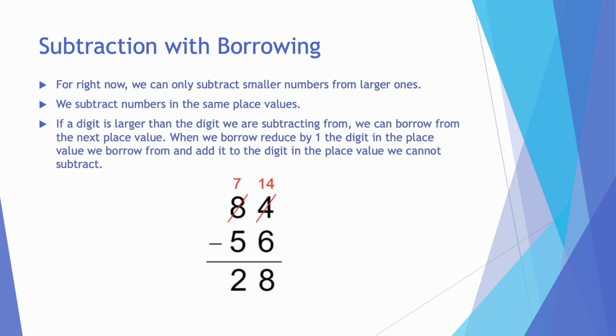So here's an example where we're subtracting 84 minus 56. I can't subtract 6 from 4, so I borrow from the 8. In the tens place, that becomes a 7, and the 4 becomes 14. I now can subtract 6 from 14, which is 8, and then 5 from 7, which is 2.